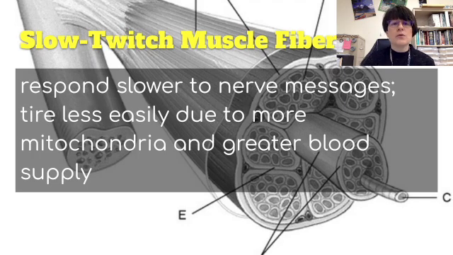There are also slow twitch muscle fibers, and these respond slower to nerve messages, but they tire less easily due to more mitochondria and greater blood supply. So slow twitch is kind of more like running a 5K. You have to take it at a slower pace, and there's a slower response, but you don't tire as quickly. You're able to run 5 kilometers because you're taking it at a slower pace.